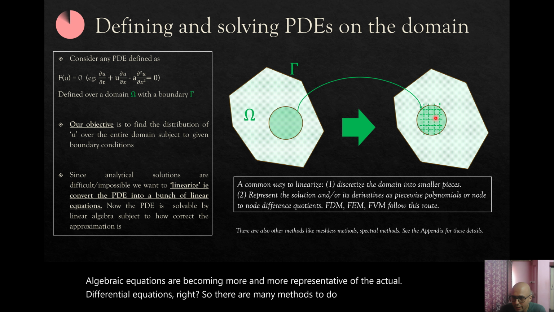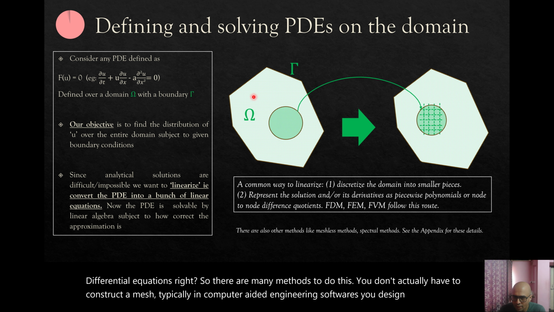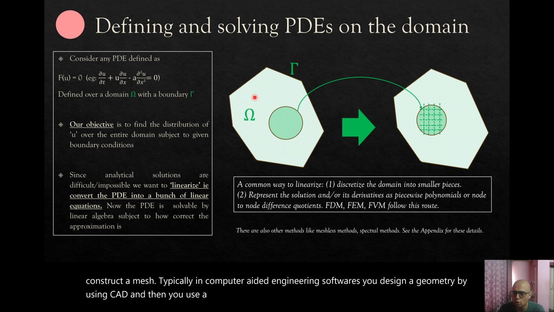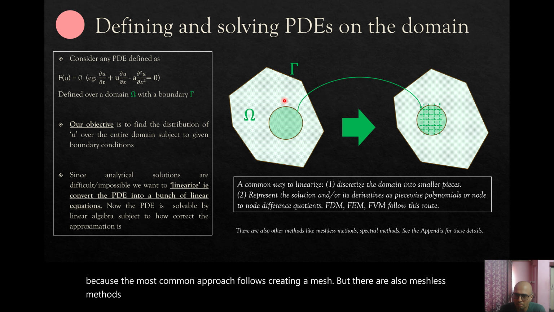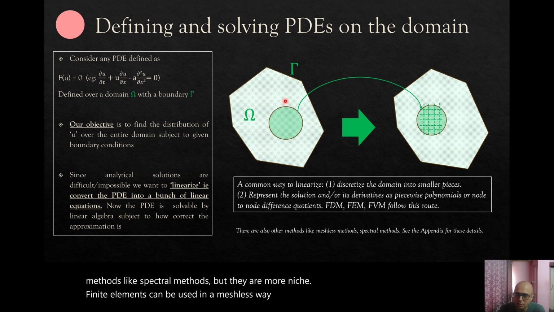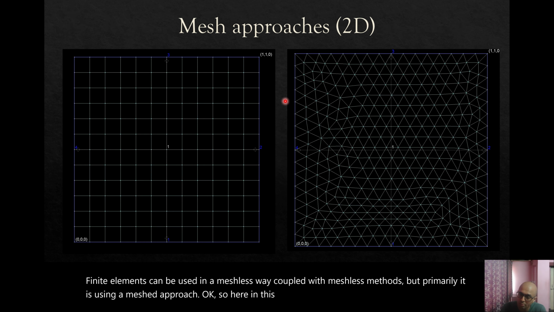So there are many methods to do this. You don't actually have to construct a mesh. Typically in computer aided engineering software, you design a geometry using CAD, and then you use meshing software. That's the most common approach. But there are also meshless methods like spectral methods, but they are more niche. Finite elements can be used in a meshless way, coupled with meshless methods, but primarily it uses a meshed approach. So here in this course we are only going to think of a meshed approach.